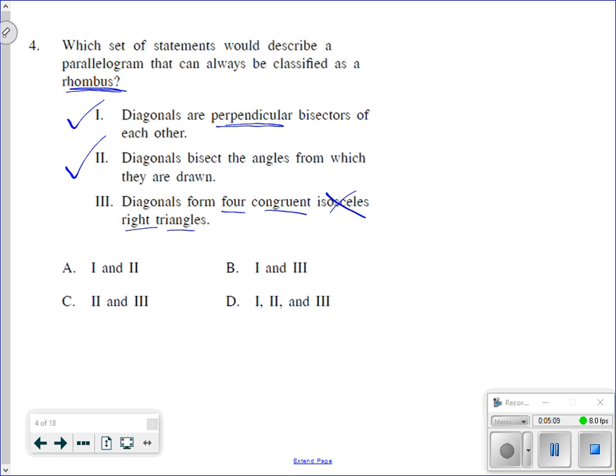A square is also a rhombus. So therefore, four congruent isosceles right triangles could make it a square, which technically makes it a rhombus. So that's where you have to be very careful and don't get tricked, because that property, although very, very specific to a square, since a square is a rhombus, it would also be able to classify it as a rhombus. So therefore, it is going to be choice D, which is all 1, 2, and 3.